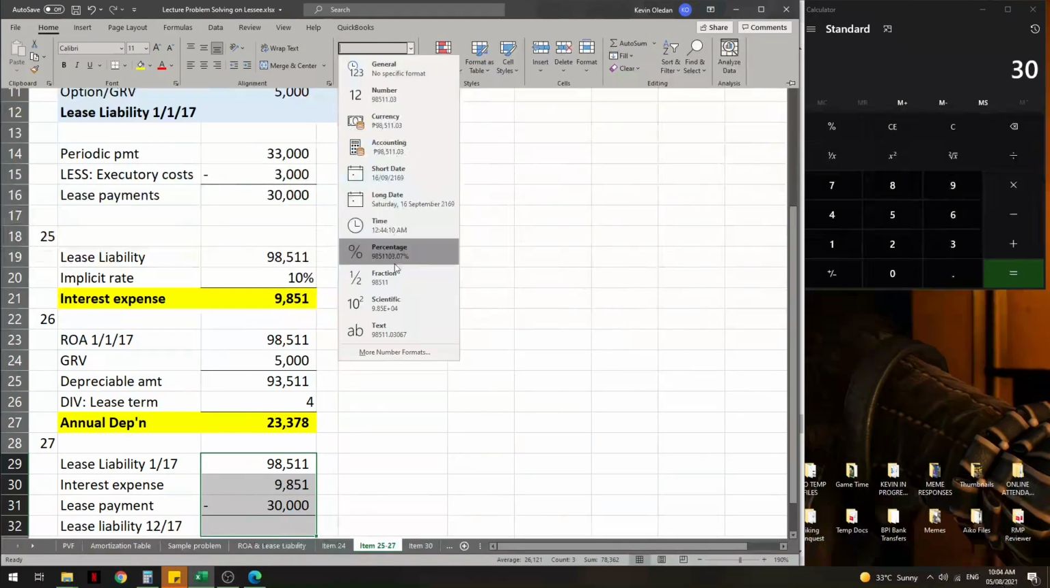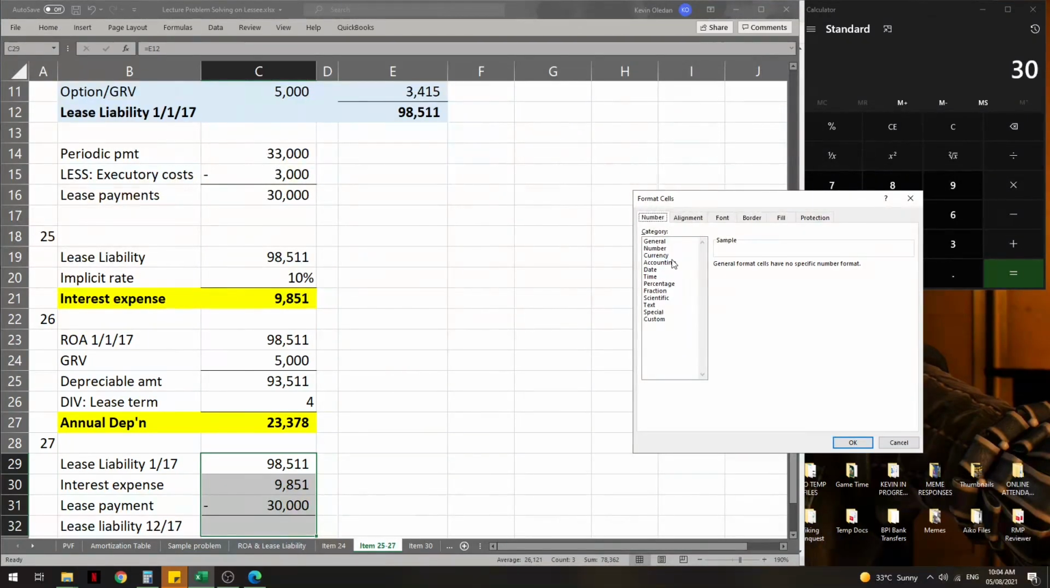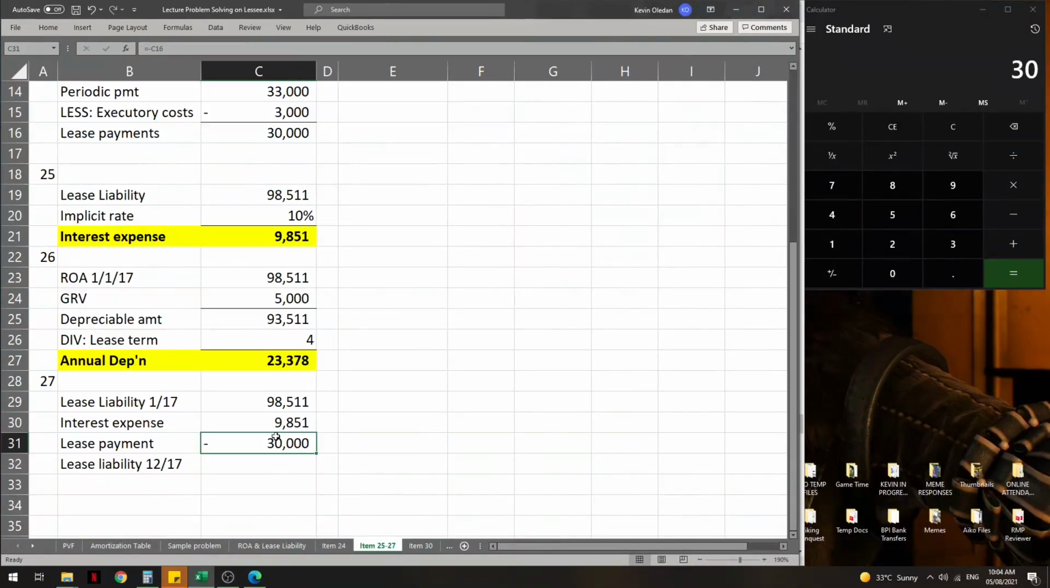Okay, let me just fix the number formats. Well, I will fix that one later na lang.